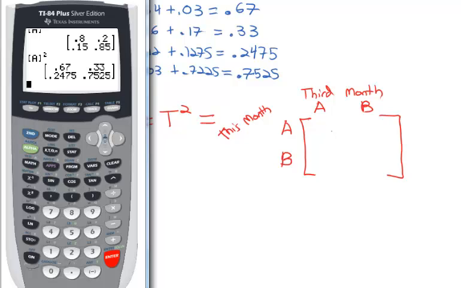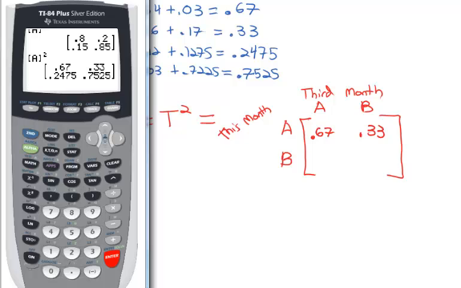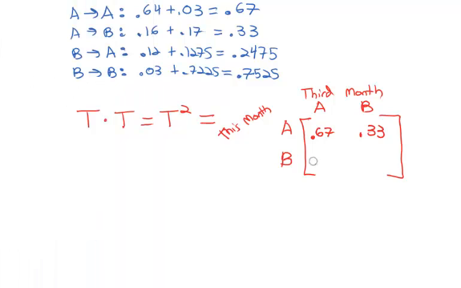And when we hit enter, we get these values. We get 0.67, 0.33, 0.2475, and 0.7525.